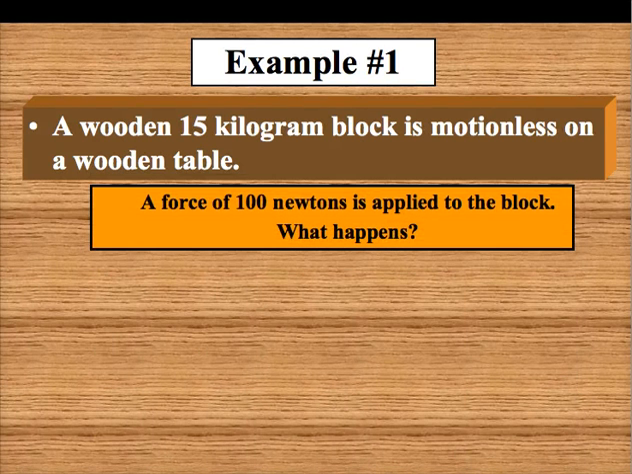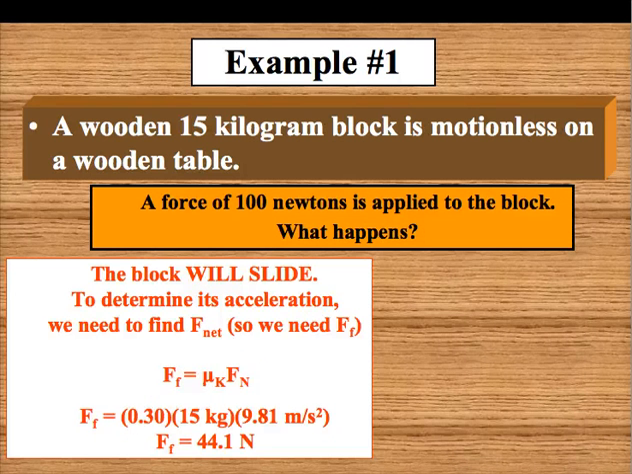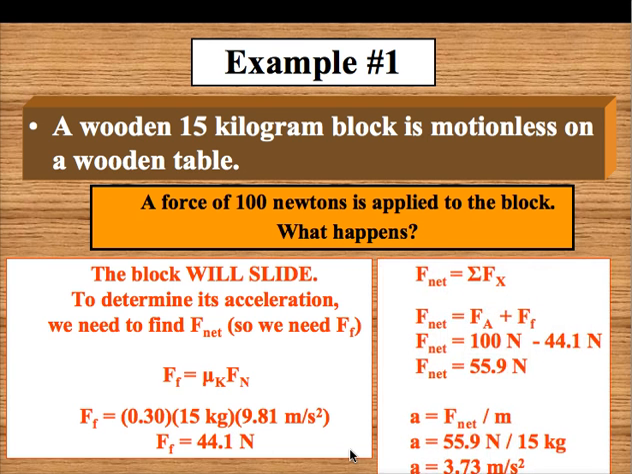If a force of 100 newtons is applied, what happens? Well, we know that that's greater than the amount of force needed to get the block to start moving, so it will slide. So we need to find F net. We need to find what the force of friction is now for mu sub k. The coefficient of friction for a sliding wooden block on a wooden table is 0.3. Notice it's lower once the object is sliding. So the force of friction is 44.1 newtons.